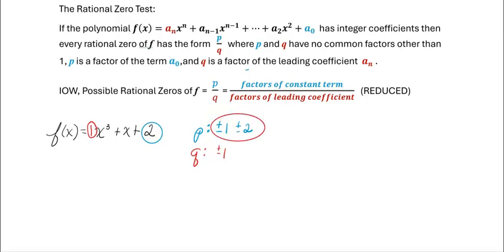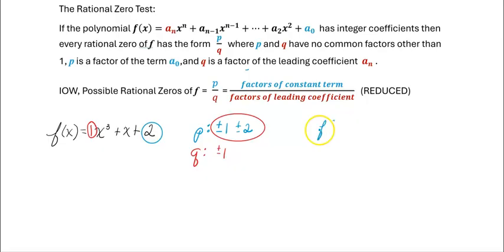Okay? So now I need to test them. I can test them by substituting them in, finding f of positive 1, f of negative 1, f of positive 2, f of negative 2. I can plug them in, or if it's a long polynomial, I would use synthetic division. I think it's easy just to plug them in and evaluate, so we're going to do that now.